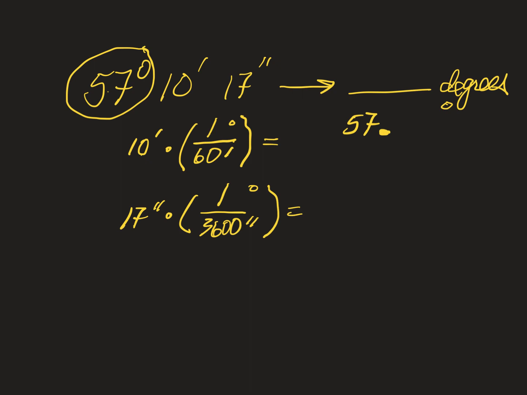And so 10 divided by 60 gives us 0.1666..., so this is a repeating decimal. And then 17 divided by 3,600 gives us 0.04722, and that repeats like that. So what we need to do is add these together.